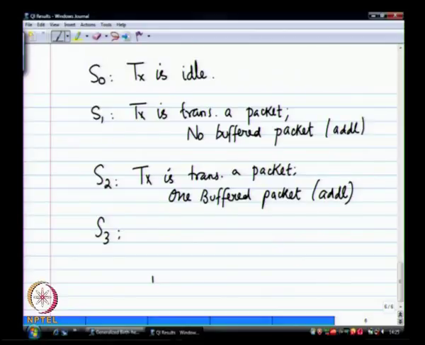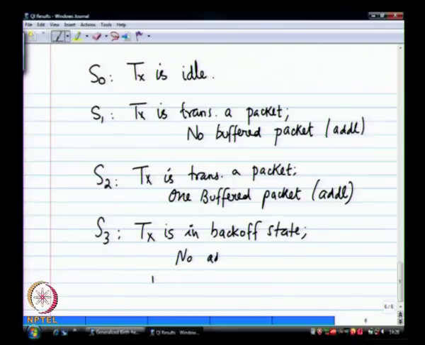So in every slot, the transmitter can be in one of these states, either sending, or simply sitting in back off even though there is a packet to be sent, or in idle because there is no packet to be sent, right. So S3 is a transmitter in back off state, with no additional packet buffered. And S4 is ditto as S3, except there is one packet buffered.